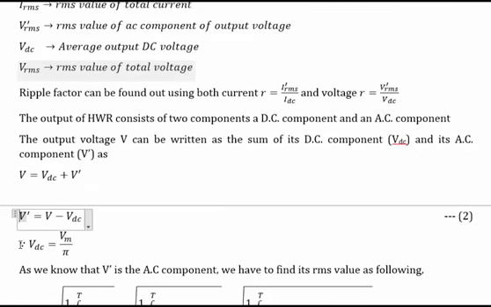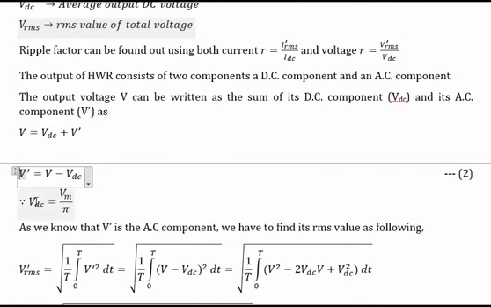So we can take this V dash on the left hand side to get this equation. Now we know that VDC is Vm by pi.